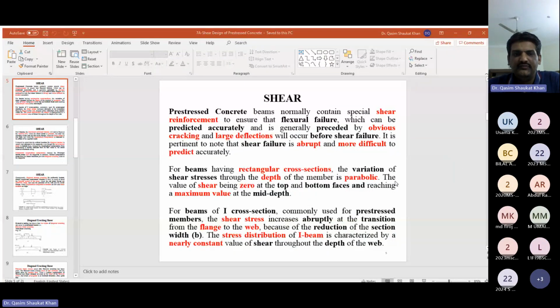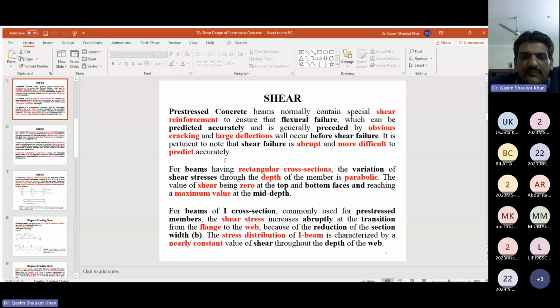So the shear stress depends on the width of the section. Shear stresses are maximum at the neutral axis, whereas the flexural stresses are maximum at the extreme fibers. Fine. So let's come back to our presentation. So let's come back to the lecture slide.